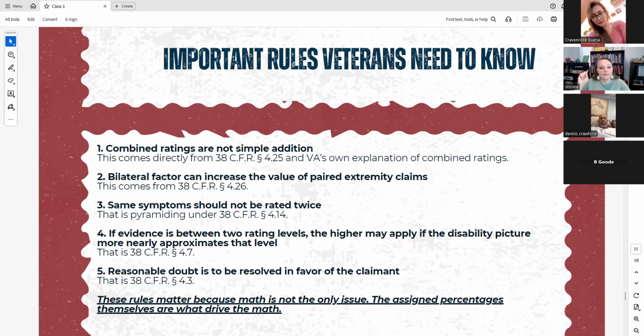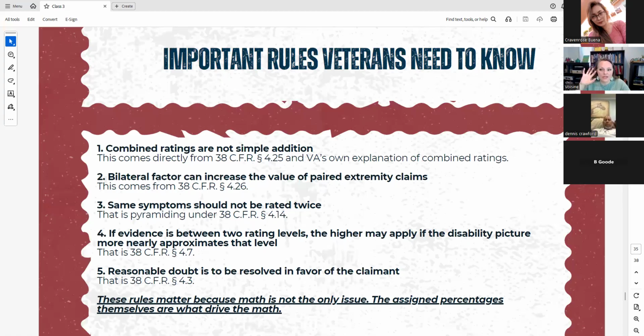So remember, combined ratings are not simple addition. Bilateral factor can increase. Some symptoms cannot be rated twice. This is called pyramiding. Oftentimes you'll see this with IBS and GERD. They cannot be rated separately; that's going to fall under one. You cannot do, for instance, PTSD and depression. That would be considered pyramiding. You're only going to get one.